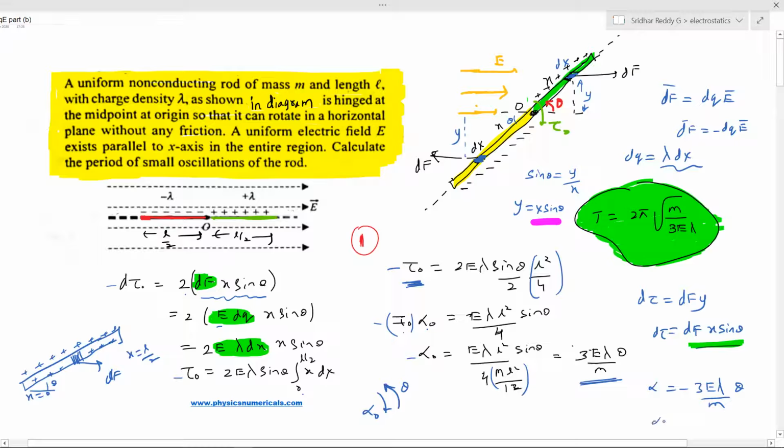Comparing with the equation of SHM, omega square we will get as this, then T equals 2 pi by omega. So what is this quantity? This will be the time period. This will be our answer.